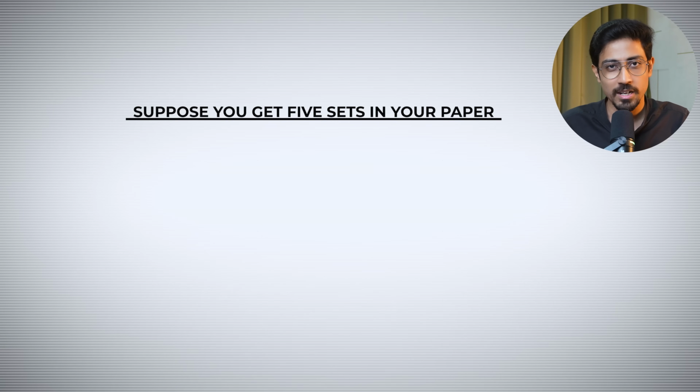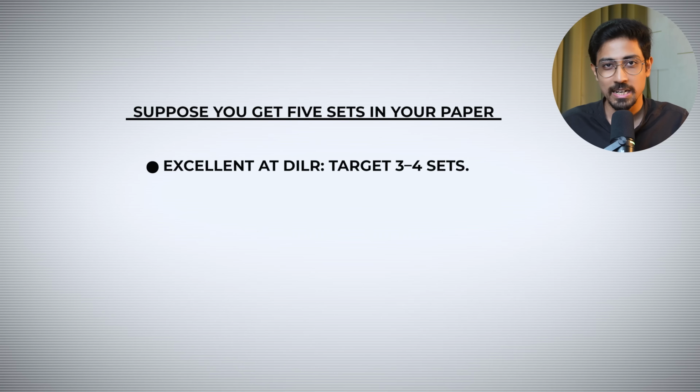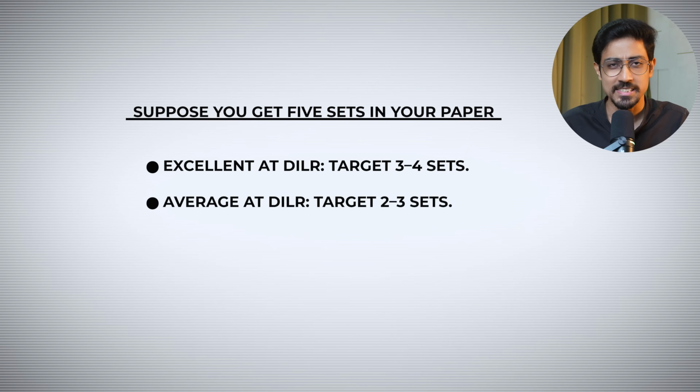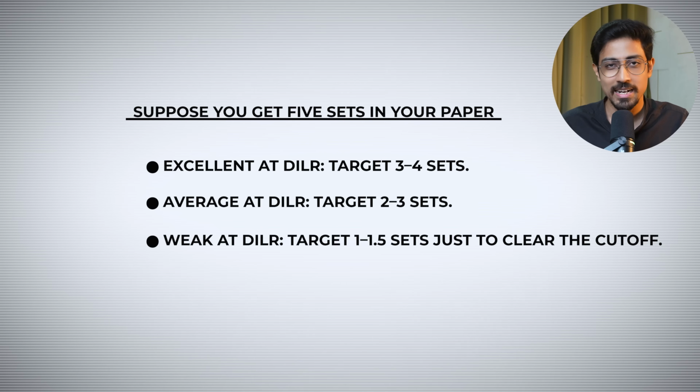So what can be your strategy? Suppose you get 5 sets in your paper. If you're really good at DILR, then you might be targeting 3 or 4 sets. If you are kind of average, you might be targeting 2 to 3 sets. And if you are really bad, you just want to somehow clear the cutoff, you might be targeting 1 to 1.5 sets. But remember, this depends on the difficulty of the paper. It does not mean 1.5 sets would help you clear the cutoff. In case it's a very, very easy paper, it might be 2-3 sets as well. You never know. Usually more than 2 sets it will never be, but it definitely depends on the difficulty of the paper.